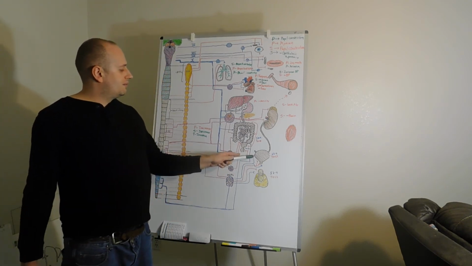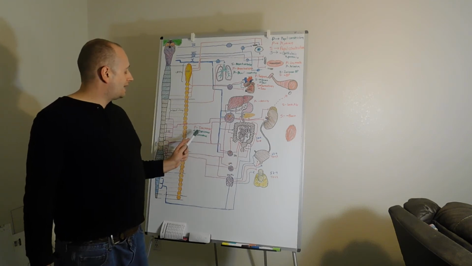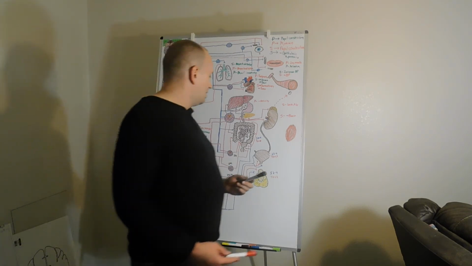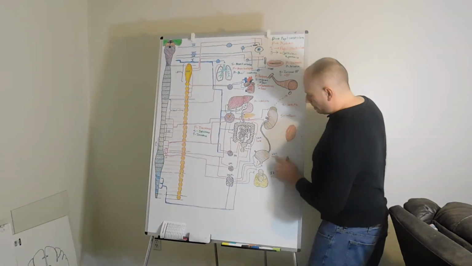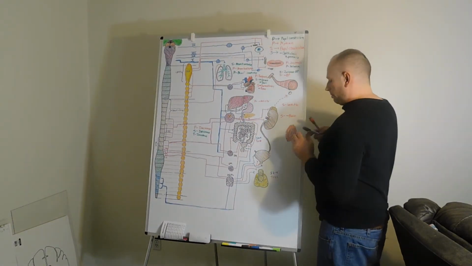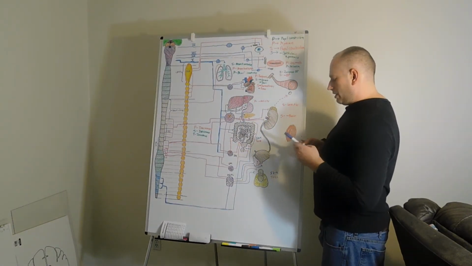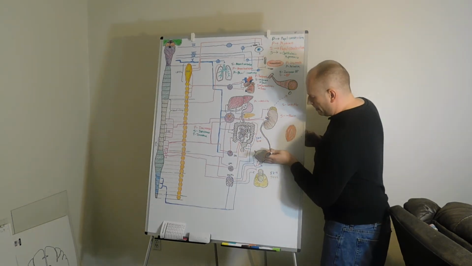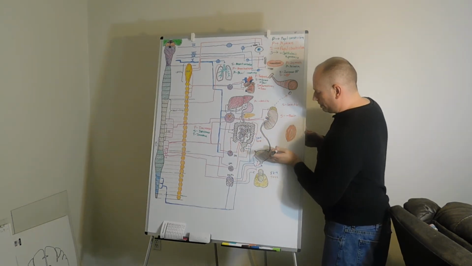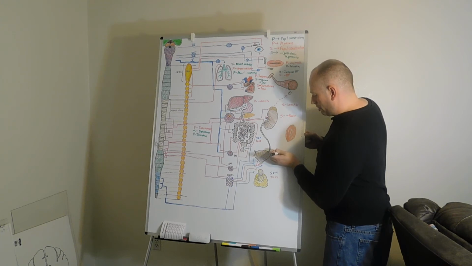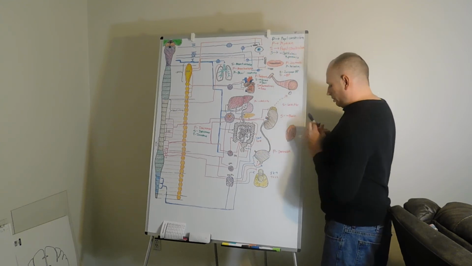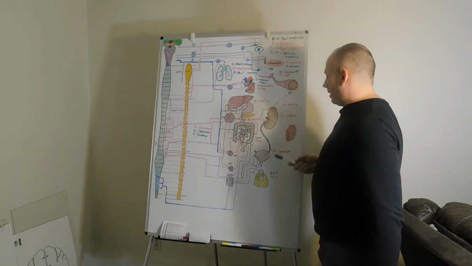Moving on to your bladder, some of the same things apply here. In fact, some of the drugs are the same. So in your bladder, anti-parasympathetic drugs cause a decrease in the tone of your detrusor muscles, decreasing your bladder activity.